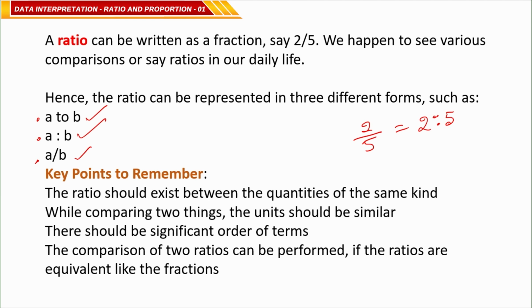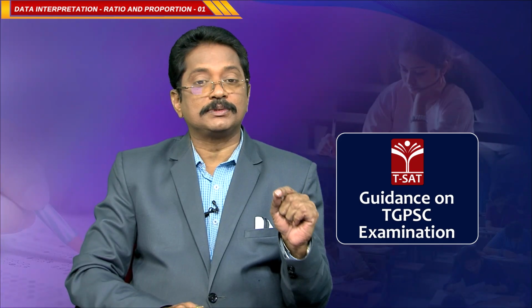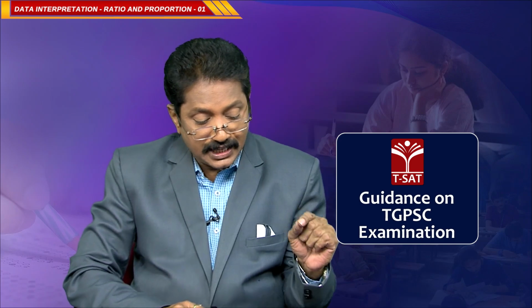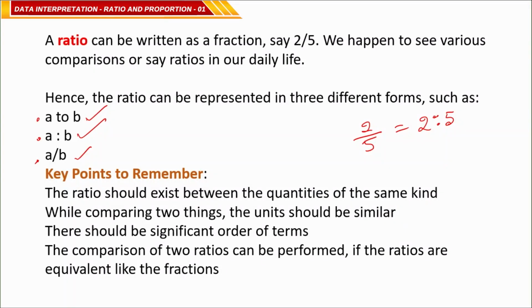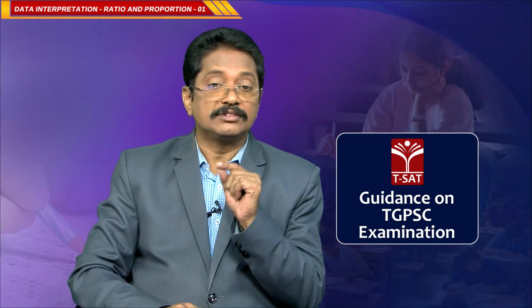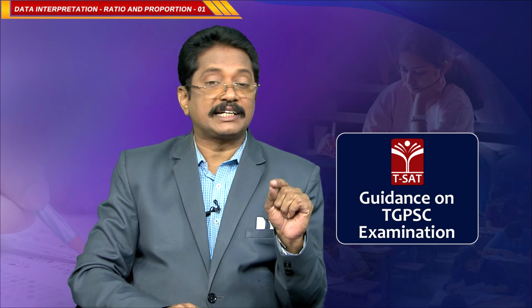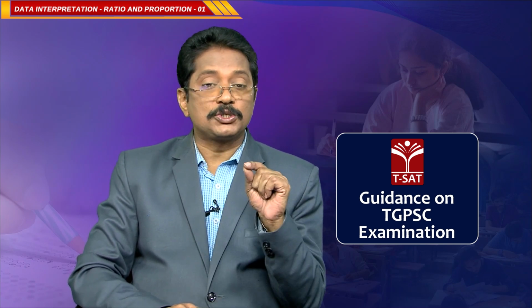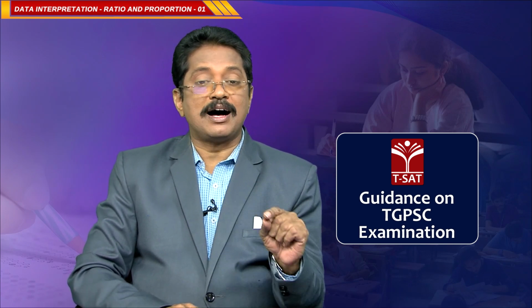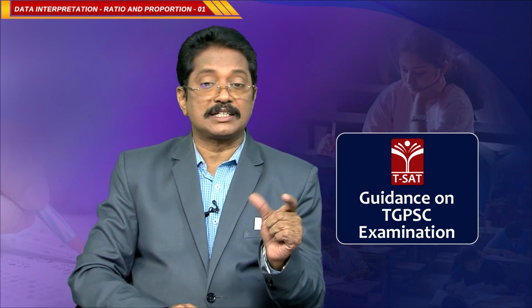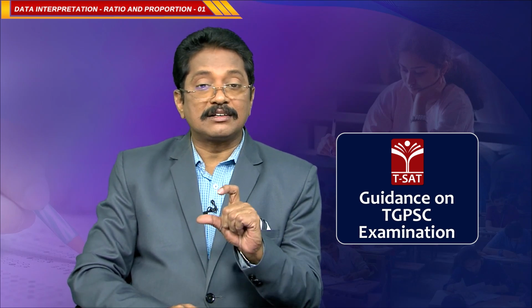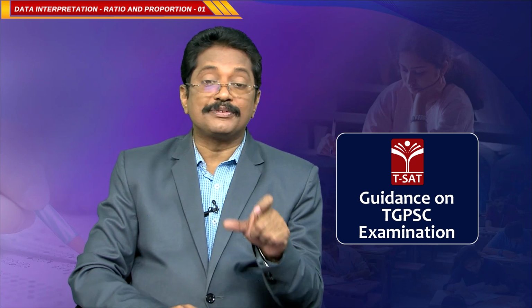So we have very important points to remember about the ratio. The first one is that the ratio should exist between two quantities of the same kind. If you say with respect to mass, you have to say with respect to mass. So in 2 kilograms and 30 minutes, there is no ratio between these two. 30 minutes is for time and 2 kilograms is for mass. Mass and time are two different quantities, so we can't compare or make a ratio between them.